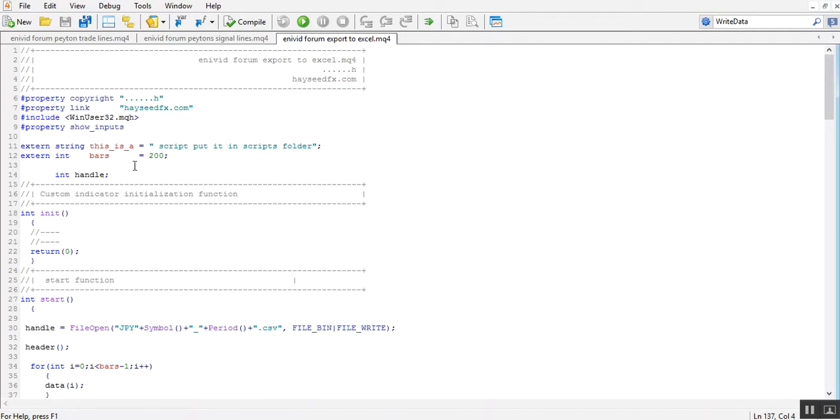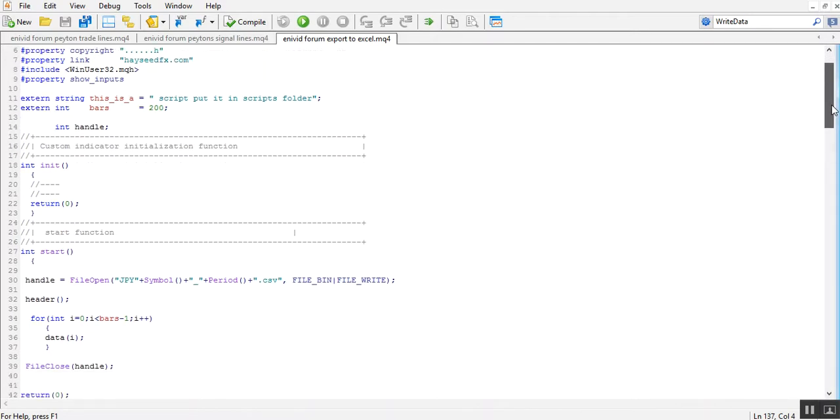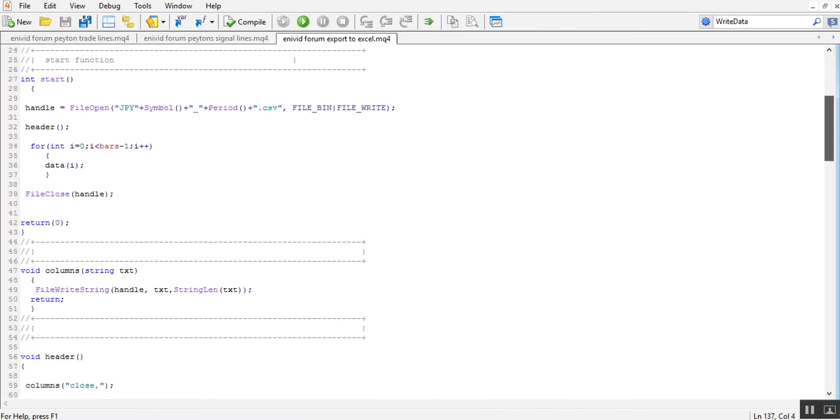How many bars you want to look at? I just looked at 200. And it's a little bit more involved than some things, so there's some terms that you kind of need to know. And I'm probably not the person to be explaining terms when it comes to Excel. But this is the thing. I'll post it on AnyVid site, earnforex.com, somewhere.